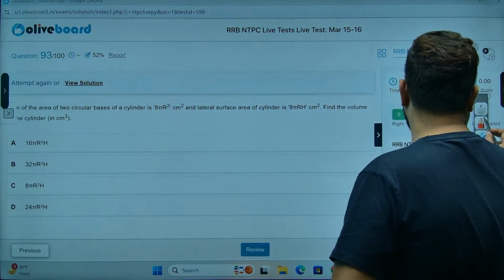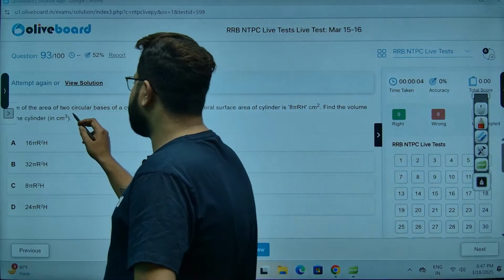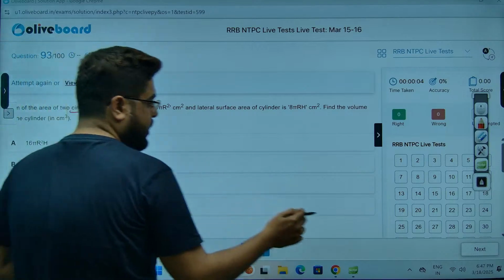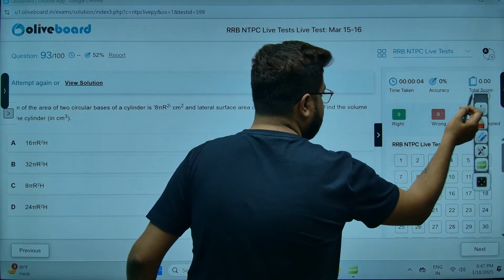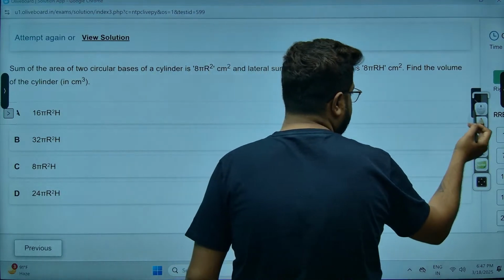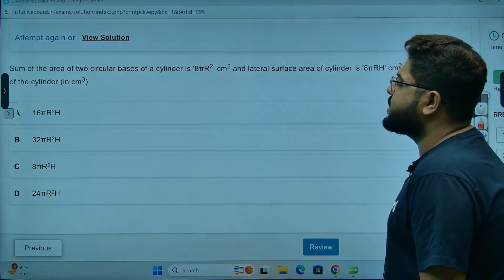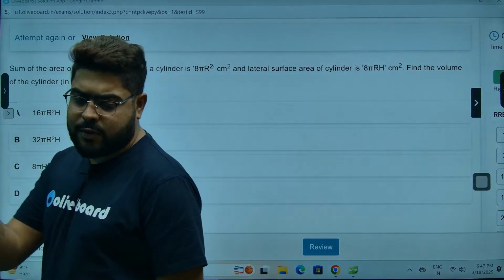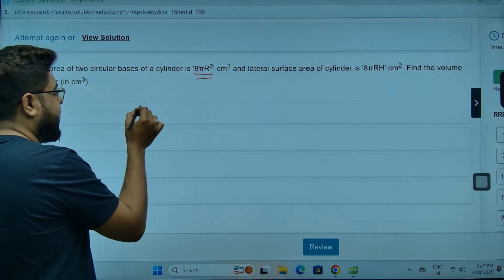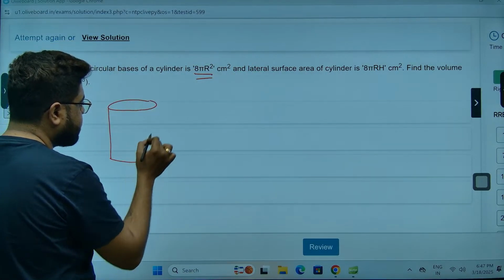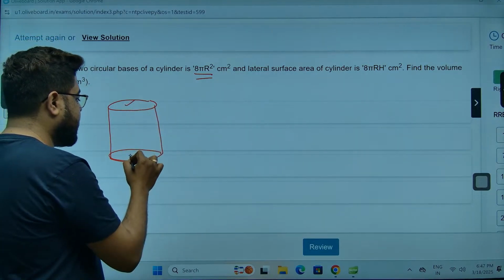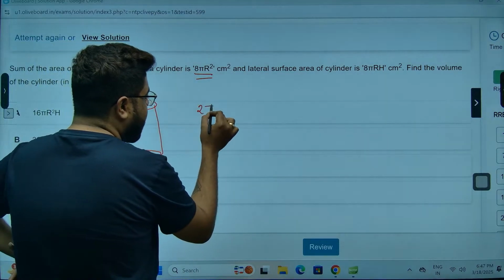Circular cylinder question. So what is there? 2 circular bases. The sum of the area of 2 circular bases is given. What is the sum of the area in a normal circular cylinder? Always pi r square plus pi r square. The cylinder looks like this, so this area and this area, pi r square plus pi r square, means 2 pi r square.